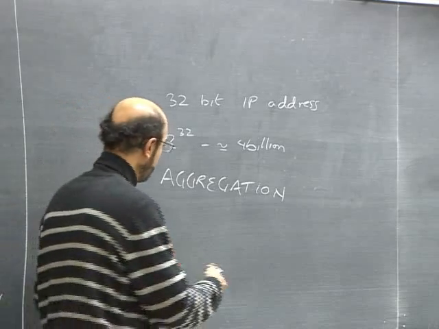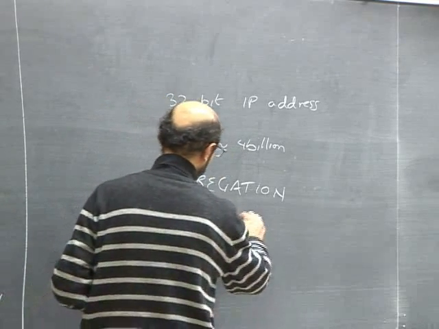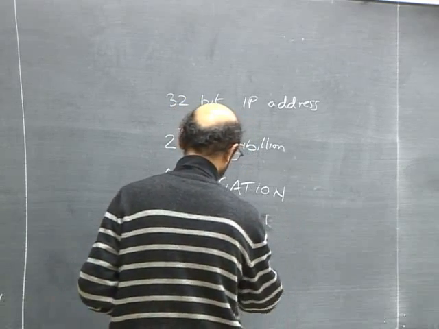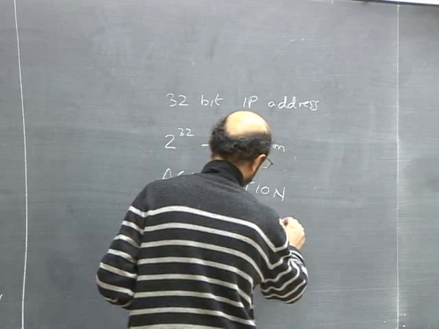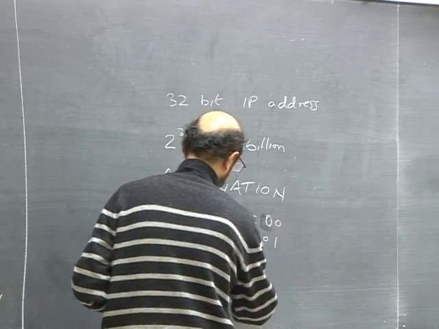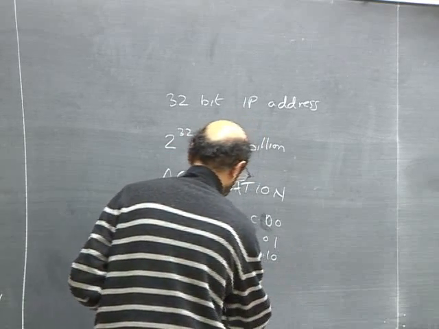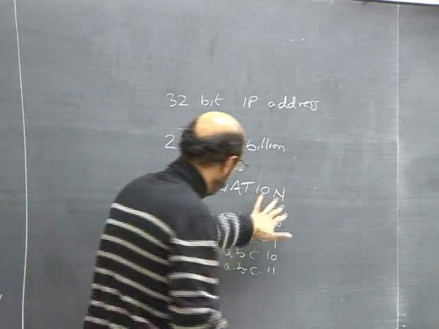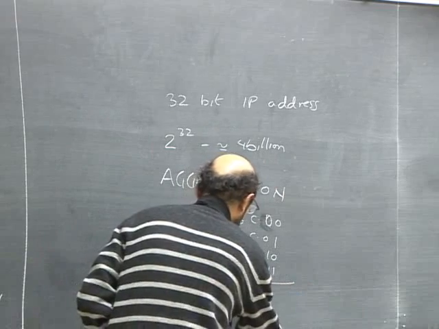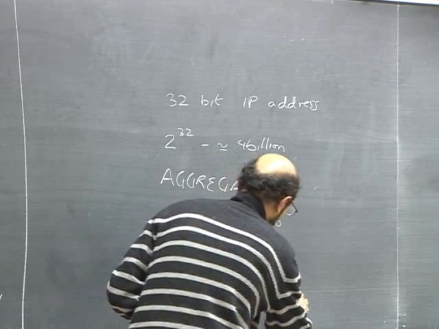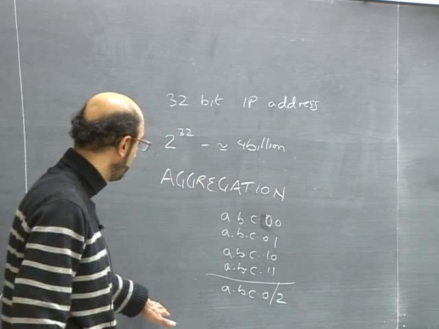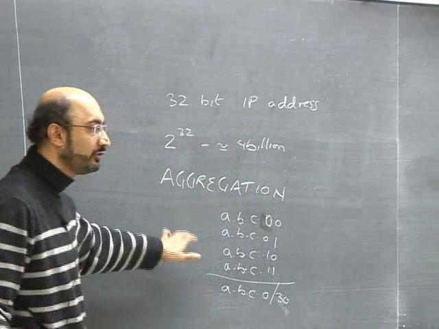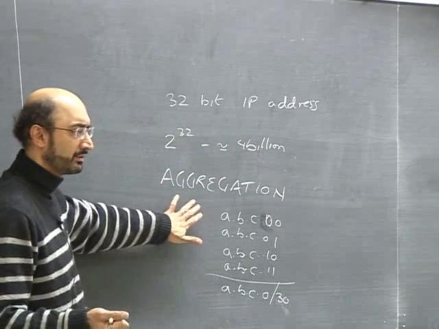By aggregation, I mean that we can take a set of addresses like A.B.C.0001, A.B.C.10, A.B.C.11. Let's say these are 4 addresses. I can refer to all of them as A.B.C.0/30, which means that the last 2 bits are the only ones that are going to be significant.